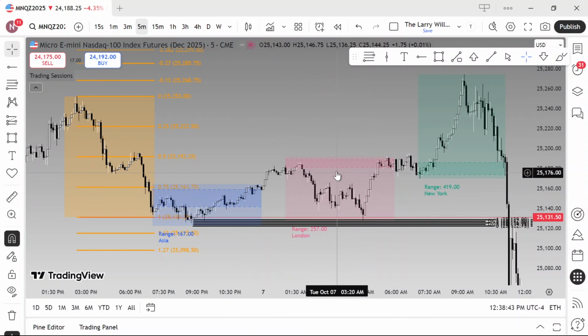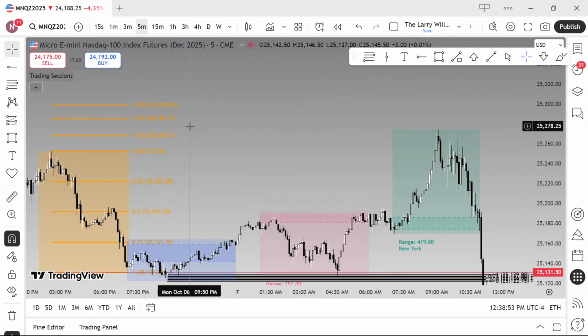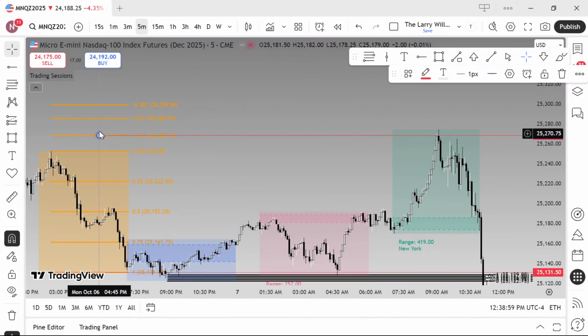And we also have the kill zones from, I think he calls it 2 a.m. to 5 a.m. So this is technically still inside the kill zone. And we see New York. Where do we expand to in New York? I'm going to put these two lines on.